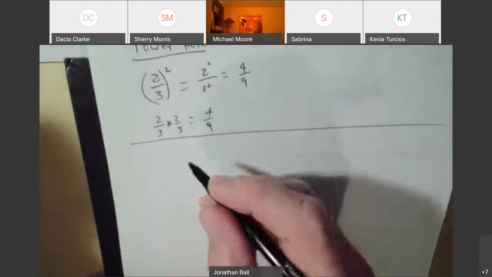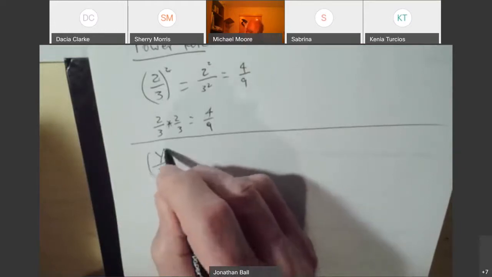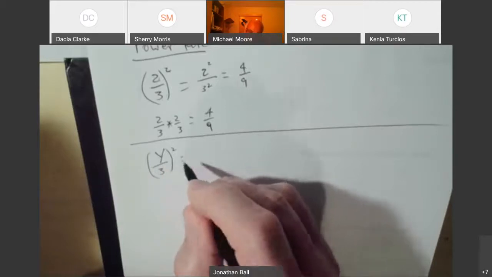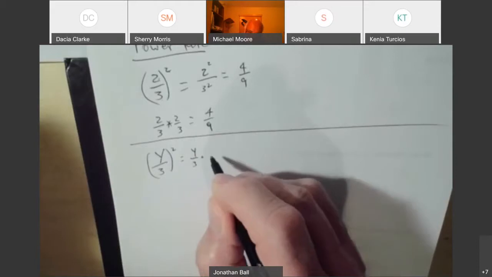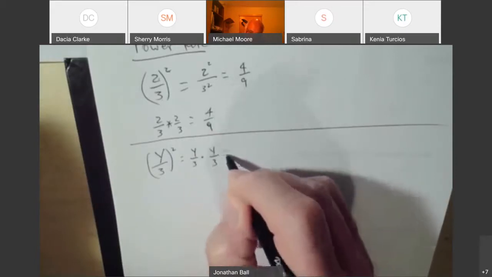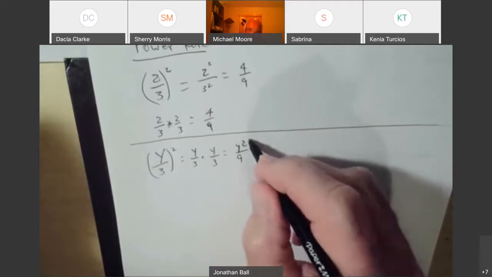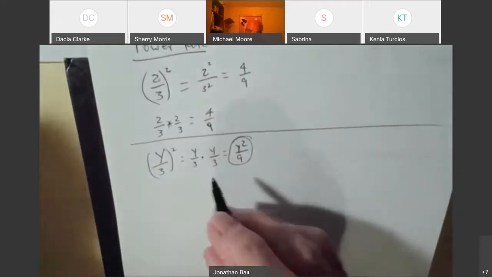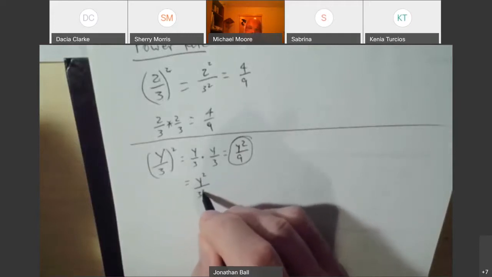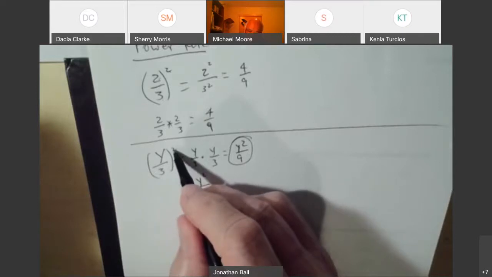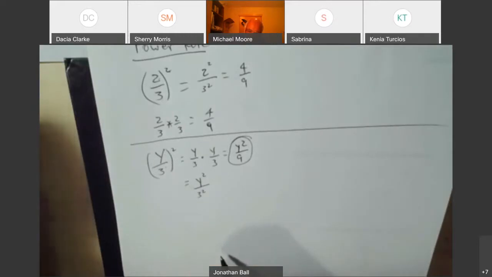So what if we have y over 3 all squared? This is going to be equal to y over 3 times y over 3, which is y squared over 9. Or you can think of it as y squared over 3 squared. Put the exponents over each one of the terms inside of the parenthesis.